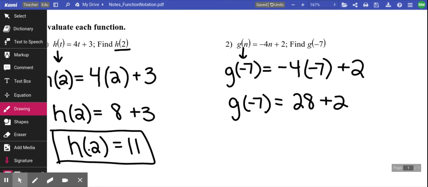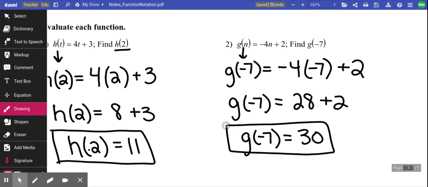Some of you might be able to do all of this in your head and you don't have to show the steps. That's fine too. What's 28 plus 2? 30. So when I input -7 into this, what do I get out? 30.